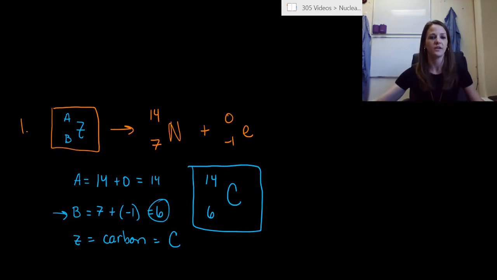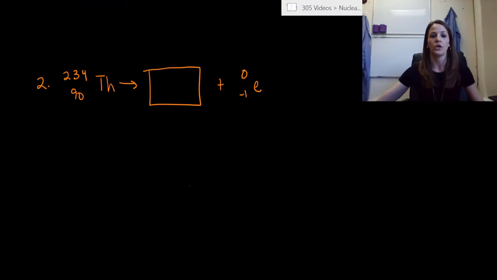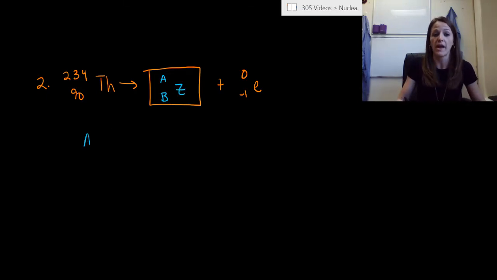Let's try another one. For this example, we're trying to solve for a product instead of a reactant. Go. All right, did you get an answer? Hopefully this one was a little bit easier after going through the first one together. Just like before, we have 3 components we're solving for. We have A, B, and Z. So let's start with A, or our mass number.